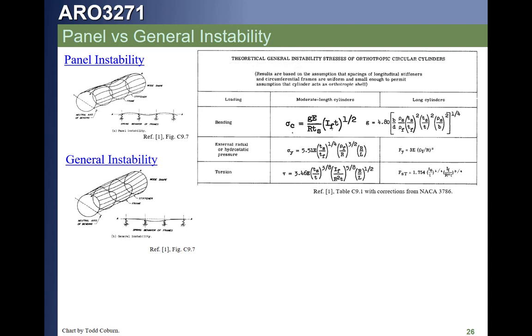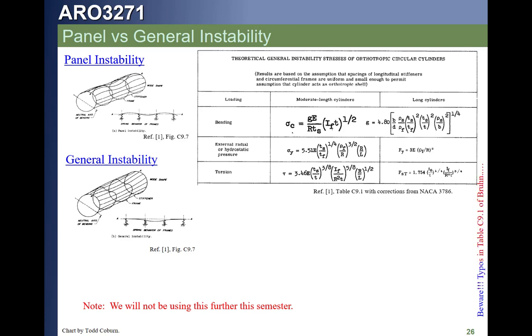Brune gives you these equations. When we have bending, external pressure, or torsion, we get three sets of equations for moderate cylinders and long cylinders. Except Brune has a number of typos, which are shown corrected here and in your handbook. We're actually not going to use this at all in this class. You should be aware that general instability is also something that should be checked.